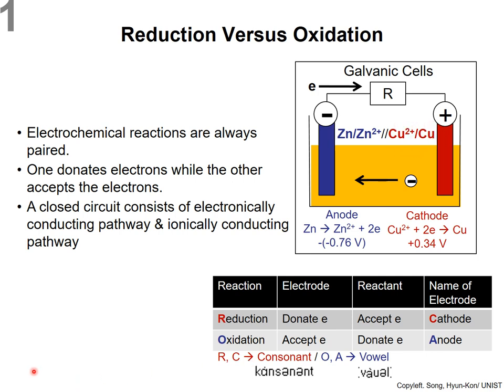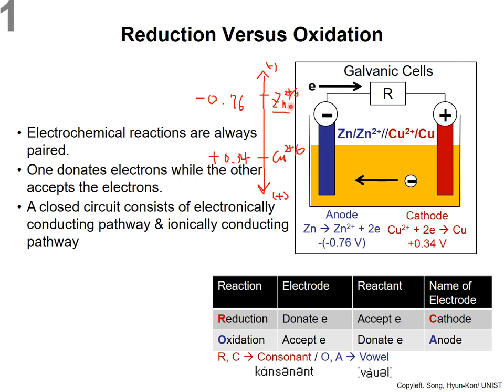Let me draw the electrochemical ordinate. This is the electrochemical ordinate. Here is the plus, and here is minus. So Zn2+/Zn is at minus 0.76 volt. And Cu2+/Cu is at plus 0.34 volt. The reduction potential of zinc is more negative than the reduction potential of copper.